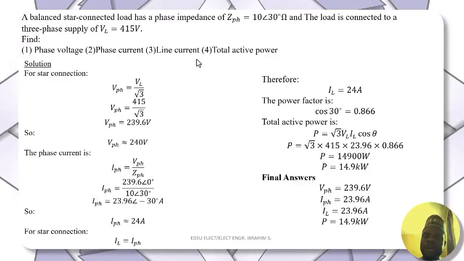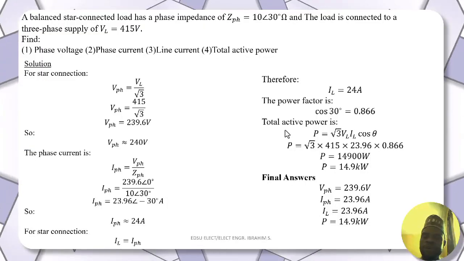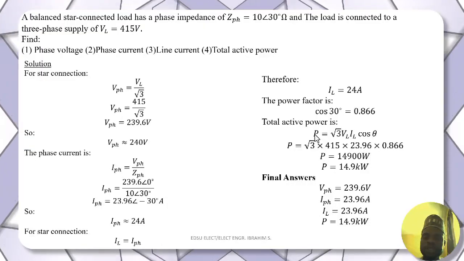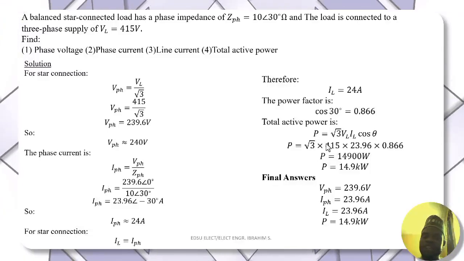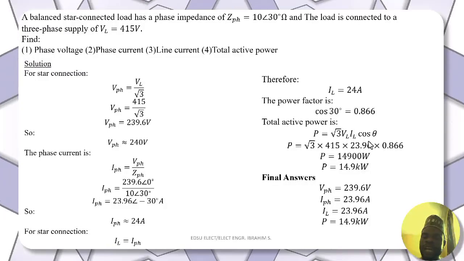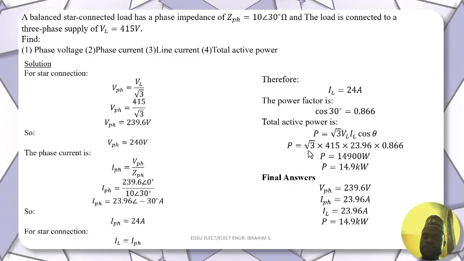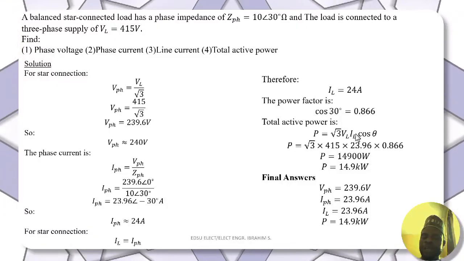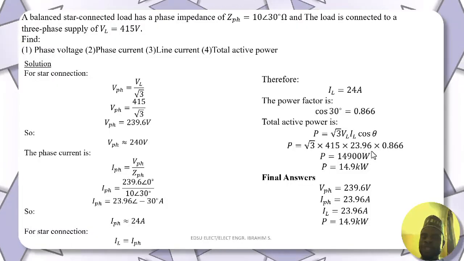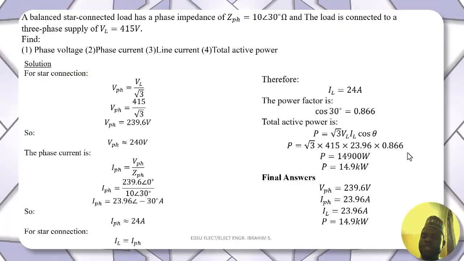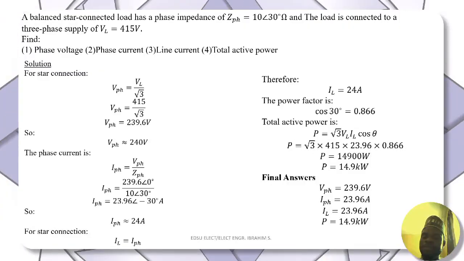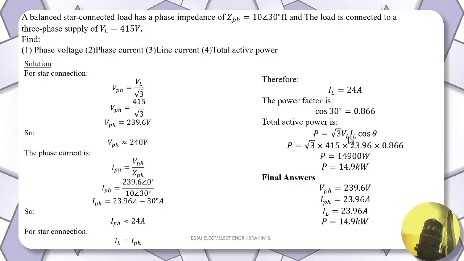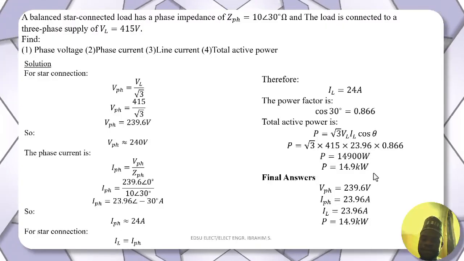Total active power, which is number 4, the active power, which is the real power, is P equals √3 VL IL cos theta. So we have P equals √3, our VL was 415 and our IL is 23.96 multiplied by 0.866. So our real power is around 14.9 kilowatts.